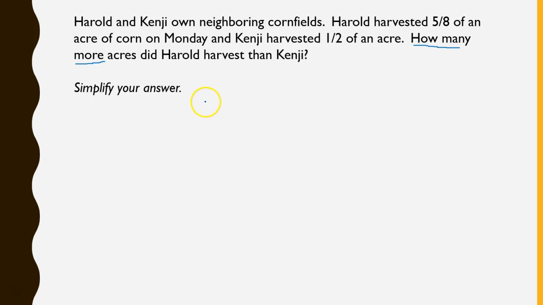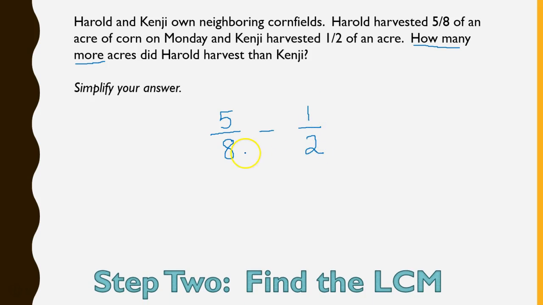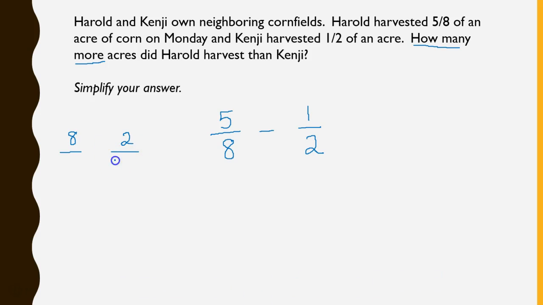All right, so we're going to take that 5/8 and subtract 1/2. And right away I see the denominators are different, so I will be finding the least common multiple. So I'm going to put that 8 and 2 over here. I'm going to start multiplying.